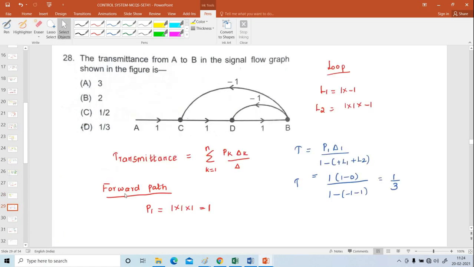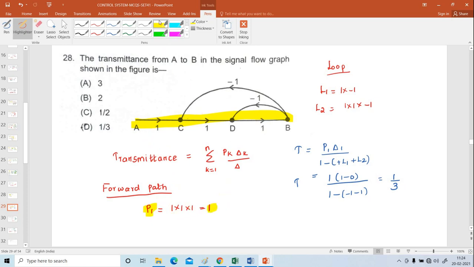And next problem. The transmittance from A to B in the signal flow graph shown in the figure. Here we have to find out the transmittance. What is the formula? Summation k equal to 1 to n, Pk delta k divided by delta. First I am going to find out the number of forward paths in the signal flow graph. A forward path starts from the input and ends at the output. Start from the point A. So P1 is 1 into 1 into 1, that is 1.